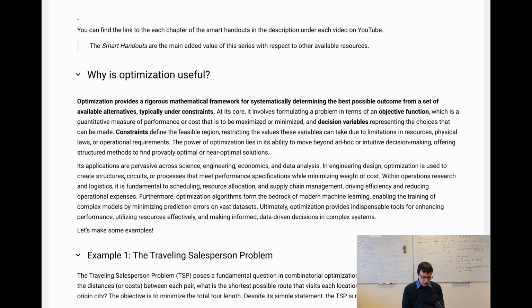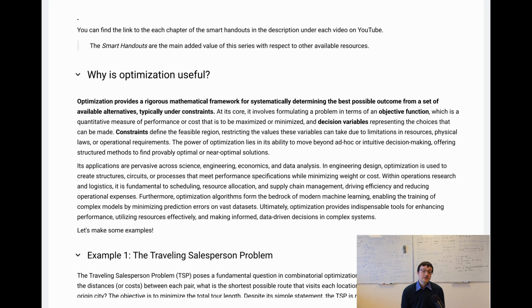Optimization provides a rigorous mathematical framework for systematically determining the best possible outcome from a set of available alternatives under constraints. Okay? So that means that practically anything that we do is actually an optimization problem. We always want to get the maximum reward from something that we do in the least amount of effort, right? It can simply be something like, for instance, finding the best route to get to a place. We want to do this by minimizing the amount of time that it takes to go to the place, right? So we're always solving optimization problems in real life.